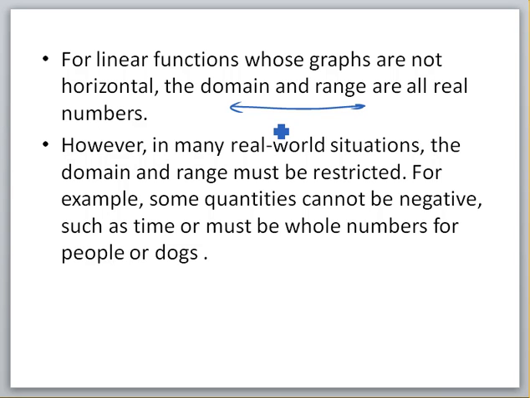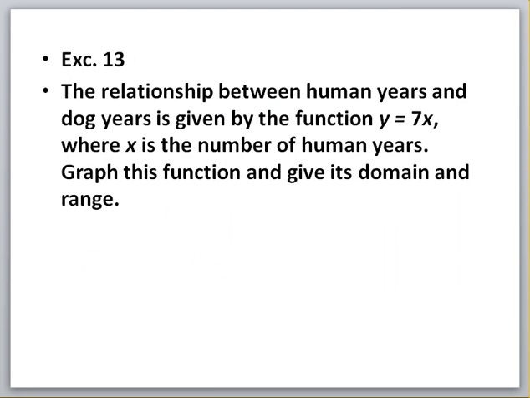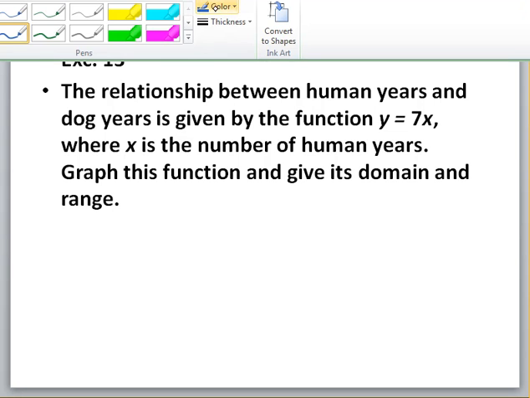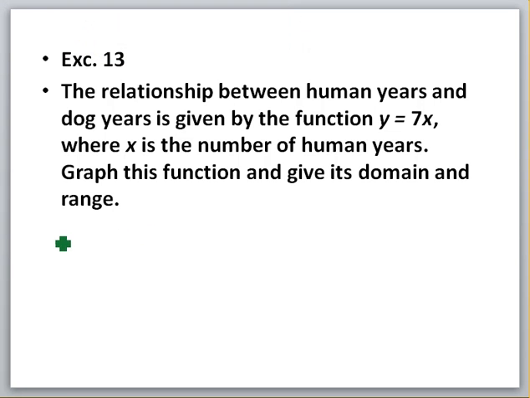The reason for that is because we're not going to have a negative number of dogs. We're not going to have a half of a dog or half of a person. So some quantities are going to have things that can't be negative or must be whole numbers. Looking at these examples I have here, the first one says the relationship between human years and dog years is given by the function y equals 7x. We're asked to graph this.